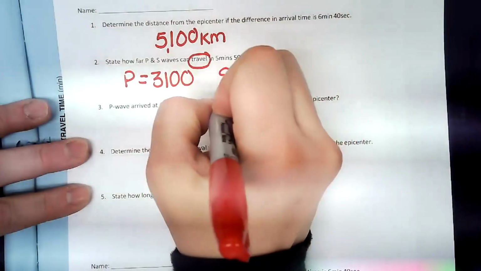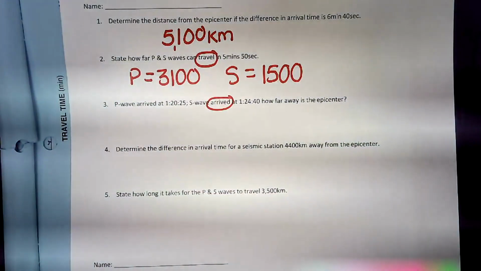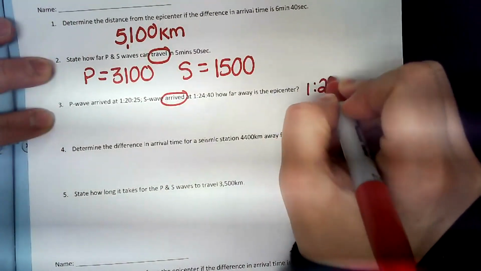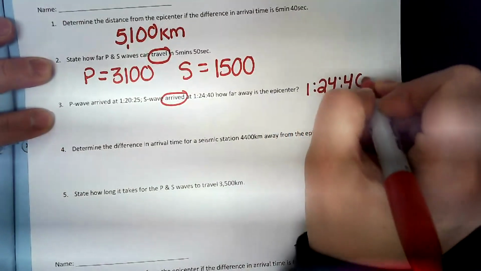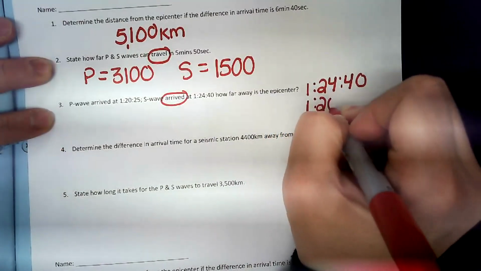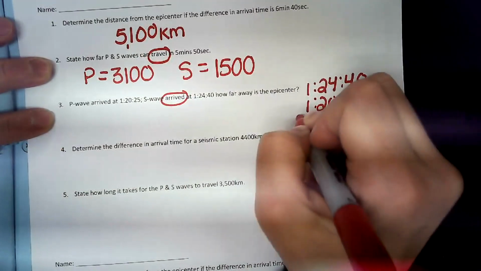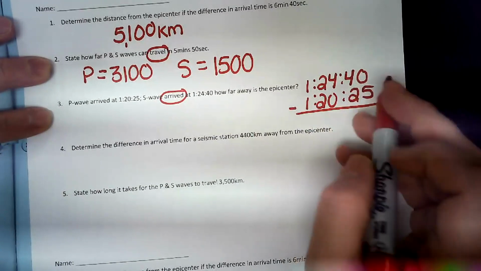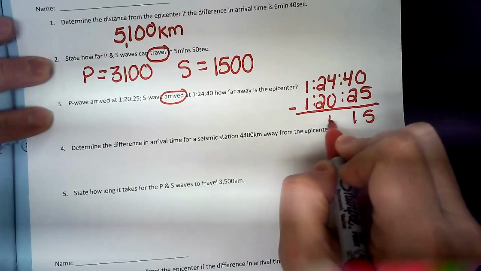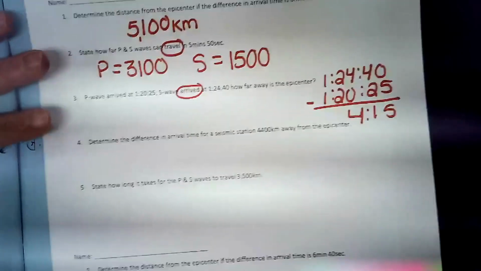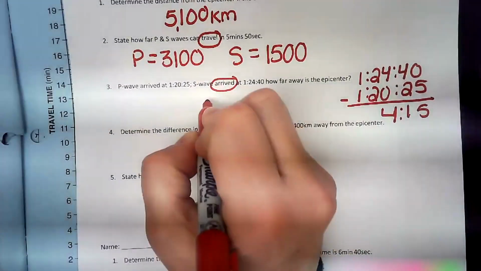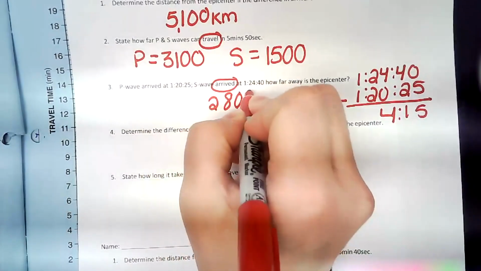This time, again, we're talking about arrival. So we know in the end, we're going to have to do scrap paper stuff. But to start with, we need to subtract. So we take the 124.40 minus 120.25. This one is no borrowing required. 40 minus 25 is 15. 4 minus 0 is 4. Then you still have to go back and mark your 0 and 415. When you do that, I got 2,800.